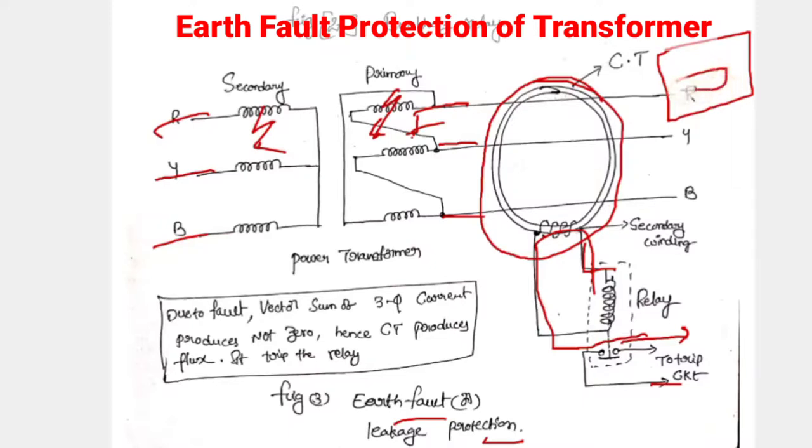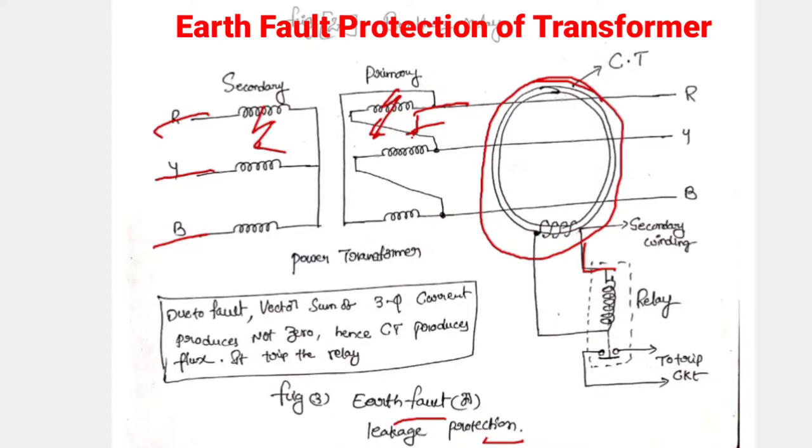If any fault occurs, due to the vector sum of the 3-phase current being not 0, the CT produces a flux. Due to the flux in the CT, a voltage or current is produced in the secondary winding that flows through the relay coil. Whenever a fault comes, that is an earth fault or winding fault, before it becomes dangerous, this CT detects it and operates the relay coil.